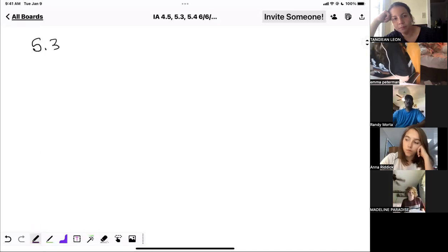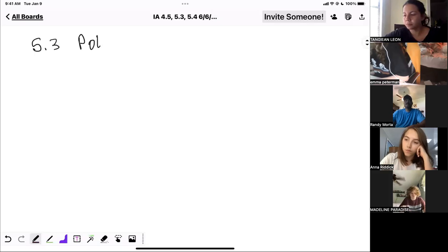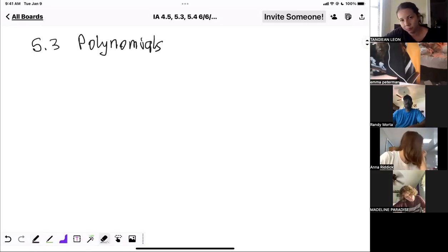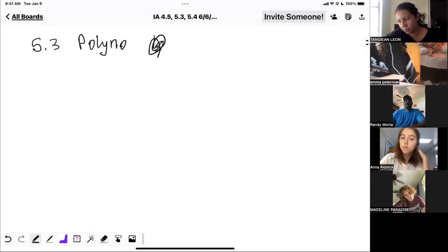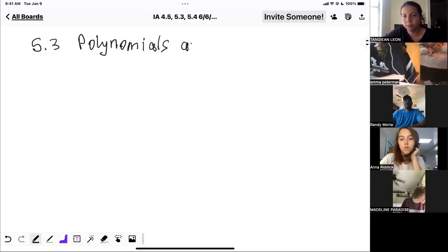Separately, of course. 5-3: polynomials. Sorry, my handwriting is not too good today. Polynomials and polynomial functions.